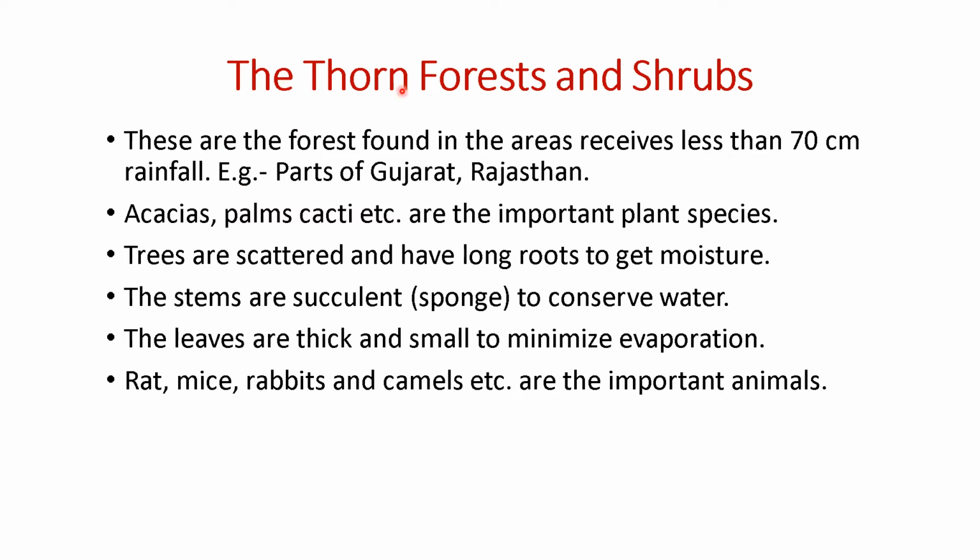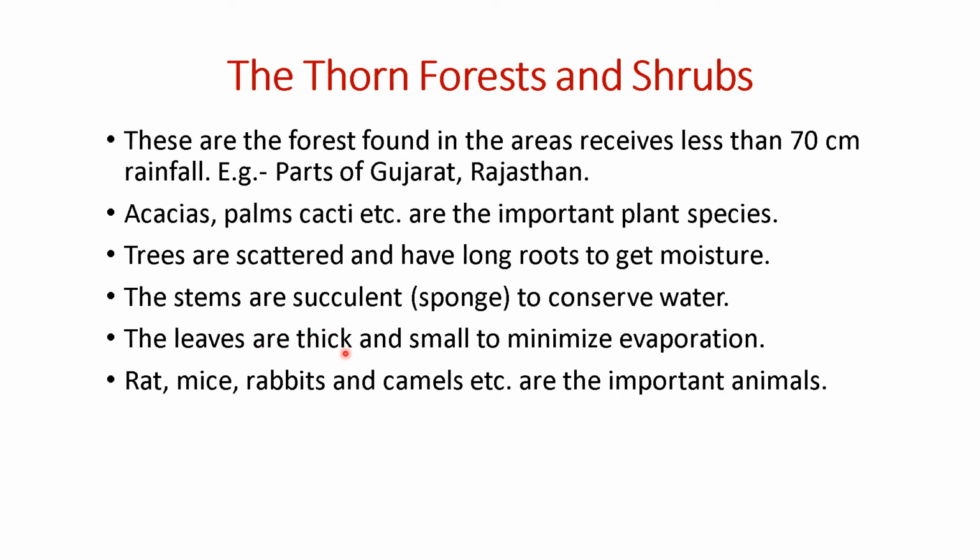Next, we come to the third type of vegetation that is found in India, that is the thorn forest and shrubs. These forests are found in areas which receive less than 70 centimeters of rainfall, that is in Rajasthan and Gujarat. Acacias, palms, cactus are the important plant species found here, and these trees have adapted themselves to the dry desert conditions. So, trees are scattered, they have long roots which draw moisture from the soil. The stems are spongy or succulent to conserve water.